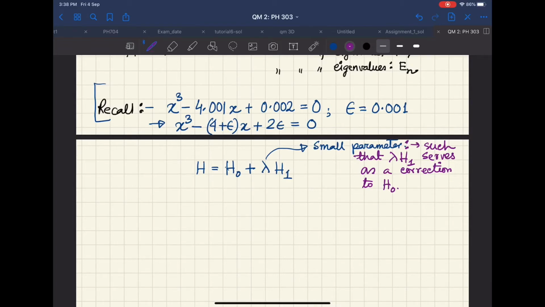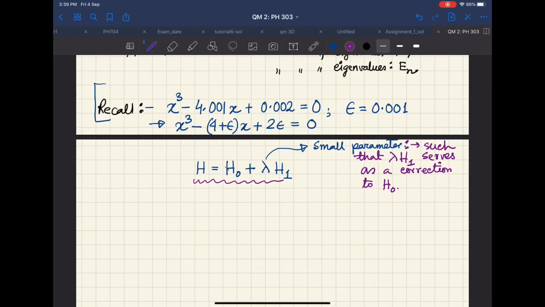So we can think of it in two ways. Either we say lambda is a parameter, say some real number, which is very close to 0, and H0 and H1 are comparable to each other. That is one way of saying it. Or we can simply set lambda to be equal to 1, and H1 is such that all its matrix elements are small compared to the matrix elements of H0 in some given basis. So these are the two ways of looking into this equation.